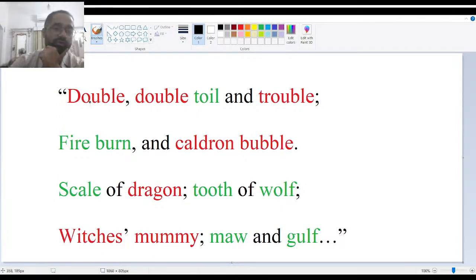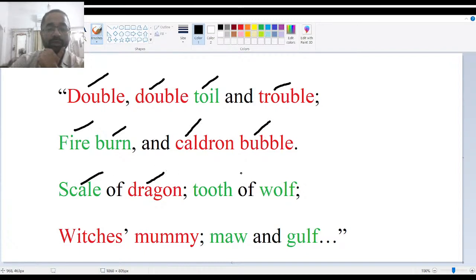How do you pronounce double? Double, you stress the first syllable. Double, toil and trouble, same as double, trouble. Fire, burn and cauldron, or cauldron, bubble. Scale of dragon, tooth of wolf, witches, mummy, maw and gulf. Let's put the unstressed marks.